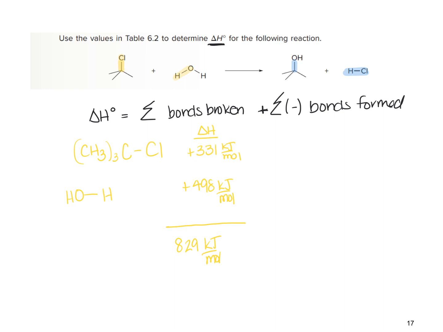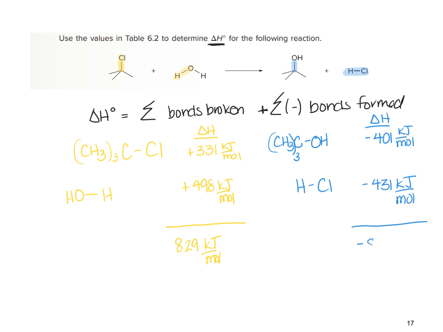Then we're going to come over here to the bonds formed. When we look at the bonds formed, we are forming a bond CH3C, and there are 3 CH3s there, OH, okay? And so that delta H there is going to be negative 401 kilojoules per mole. Then we're also going to form HCl, and that's going to be negative 431 kilojoules per mole. So we are going to add these two together, and this gives us negative 832 kilojoules per mole.